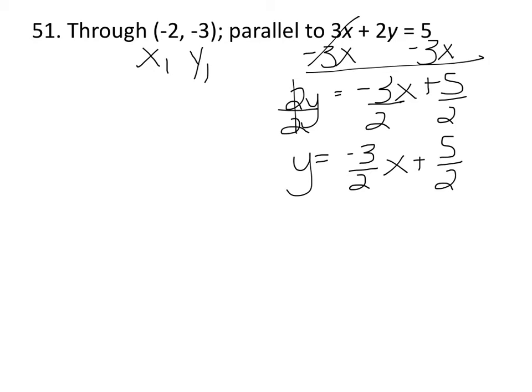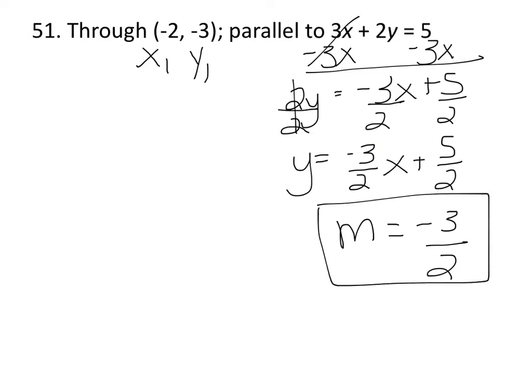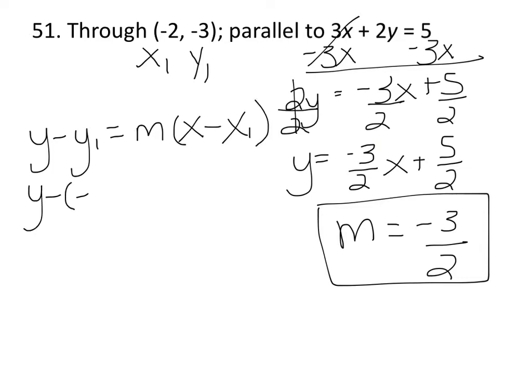Okay, so parallel to this line, so here's our slope. So the slope we're going to use is m equals -3/2. And they gave us this point here. So we're going to plug into y minus y1 is equal to m times x minus x1. So we have y minus -3 is equal to -3/2 times x minus -2.